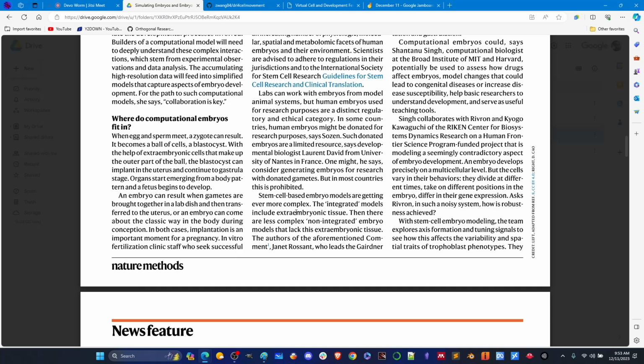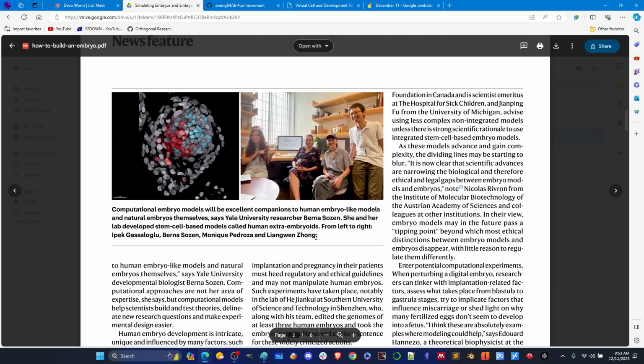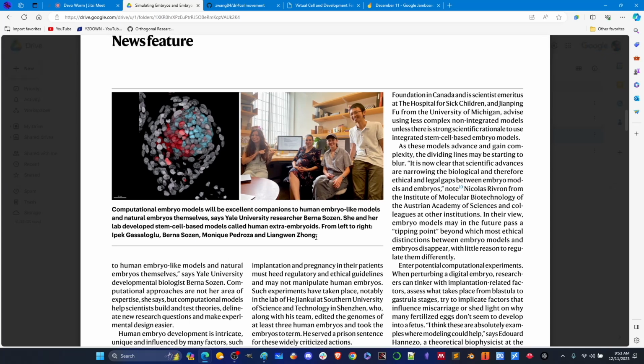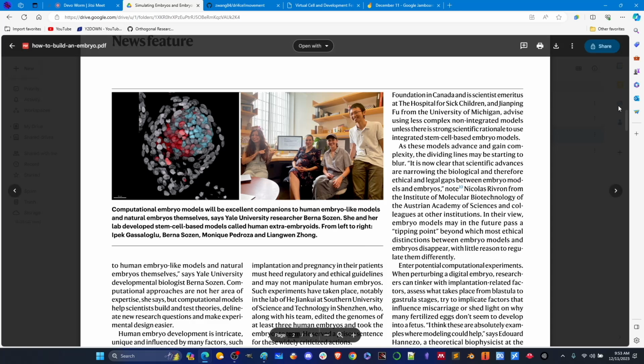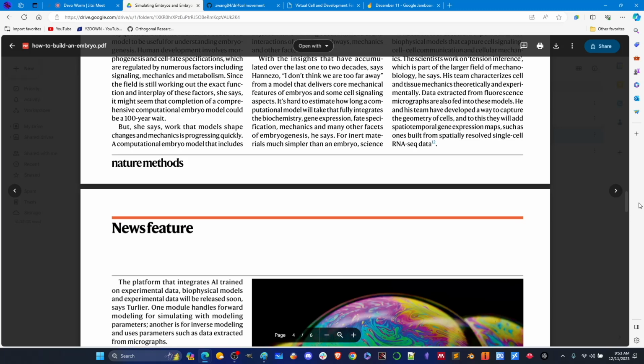You have these integrated models, which include extra-embryonic tissue. Then there are less complex non-integrated embryo models that lack this type of extra-embryonic tissue. So you can build them at different levels of complexity and for different purposes. You don't need to build a full embryo model right off the bat. You can study different questions and include things as needed.